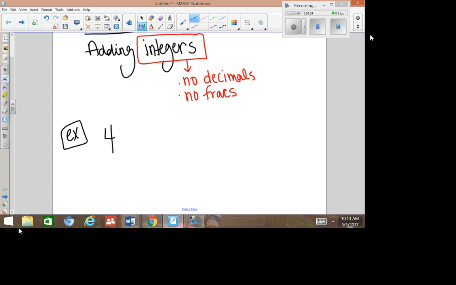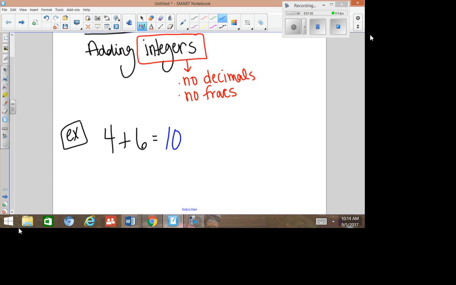Let's do 4 plus 6. What kind of numbers are 4 and 6? Are they positive or negative? They're positive. Can you add 4 and 6? Do you know how to do those? This is like what? Second grade, kindergarten, maybe even first grade math? So what is 4 plus 6? 10. Okay. What did you just do to them? You just added them.